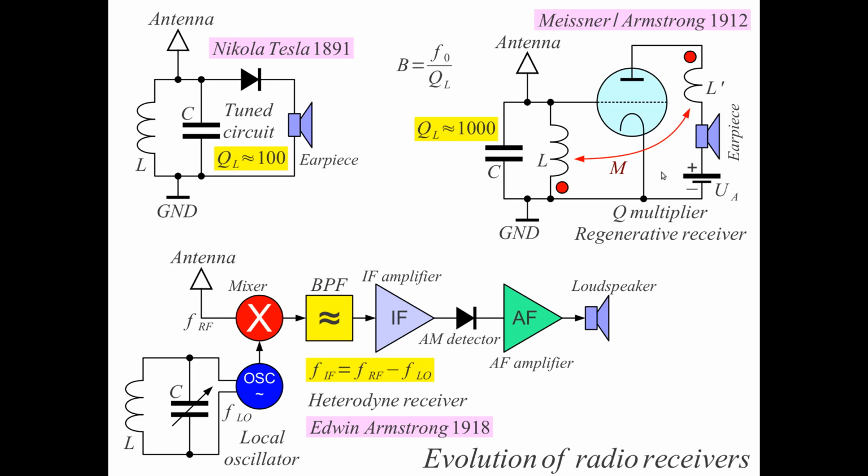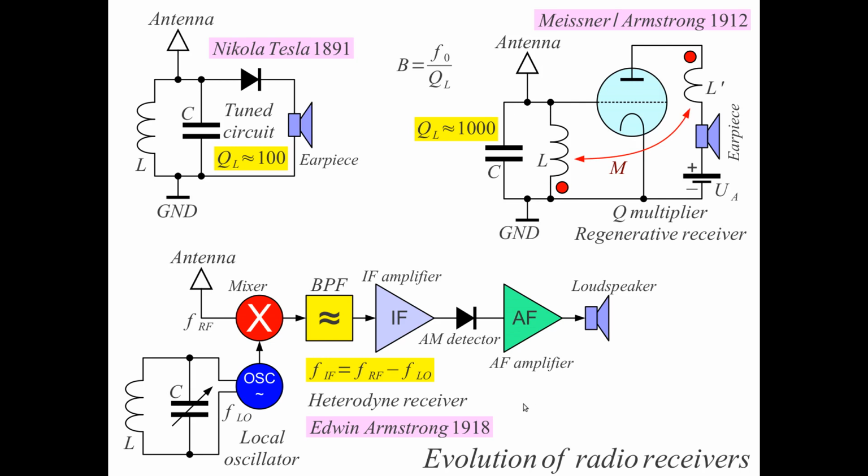Thanks to the regenerative receiver also works as a Q multiplier. It multiplies the Q of a real tuned circuit by a certain factor provided by this feedback, by this mutual inductance from the output back to the input.